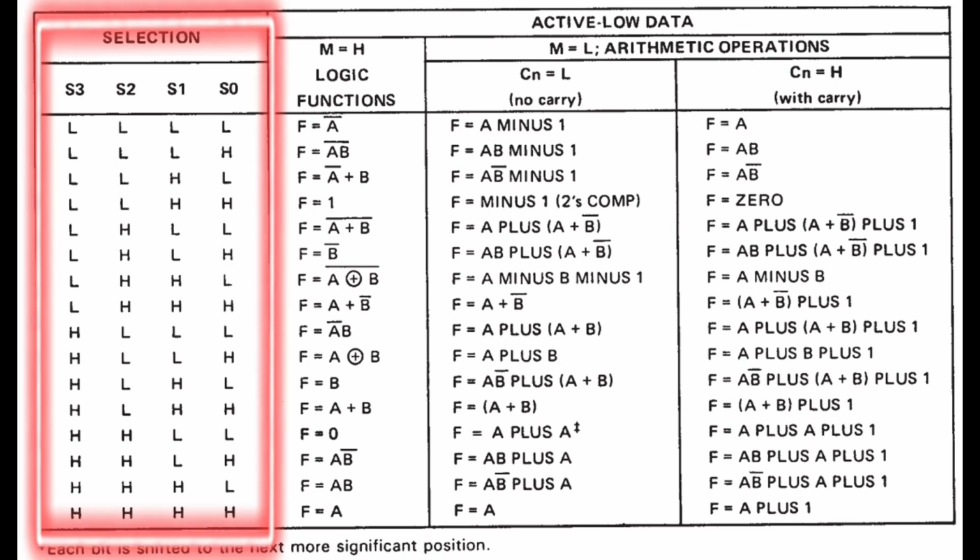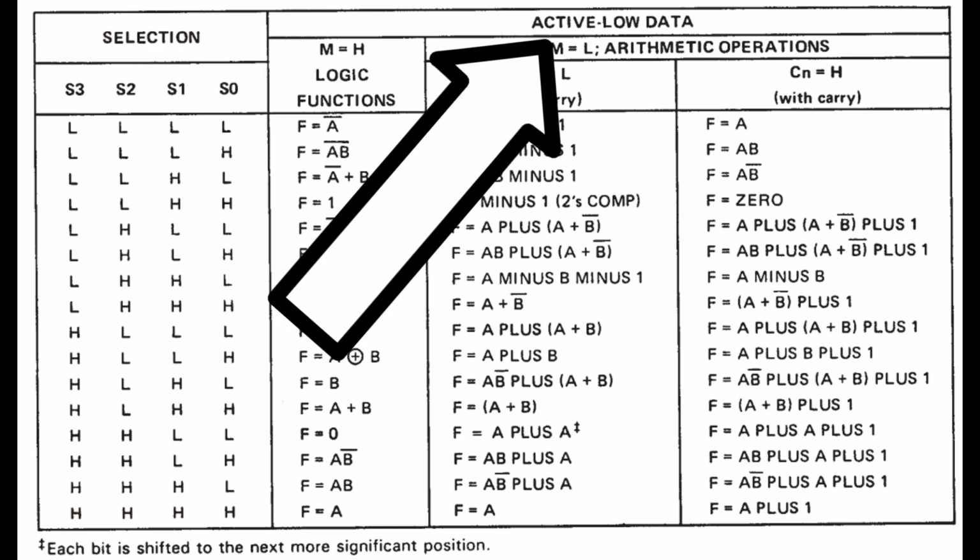This row to the far left is the S3 to S0 pins that are controlled by 4 switches on the breadboard. These control what operation the ALU is actually performing, but what operation they change depends on the M and SN pins. In this top row, it says active low data, which makes sense because all of the data pins are tied to ground through resistors.